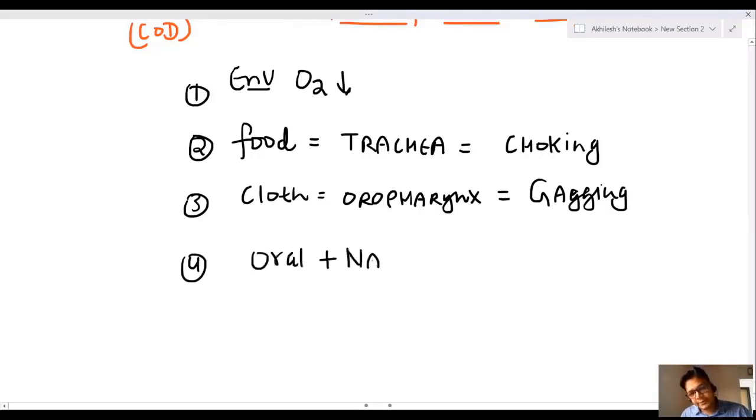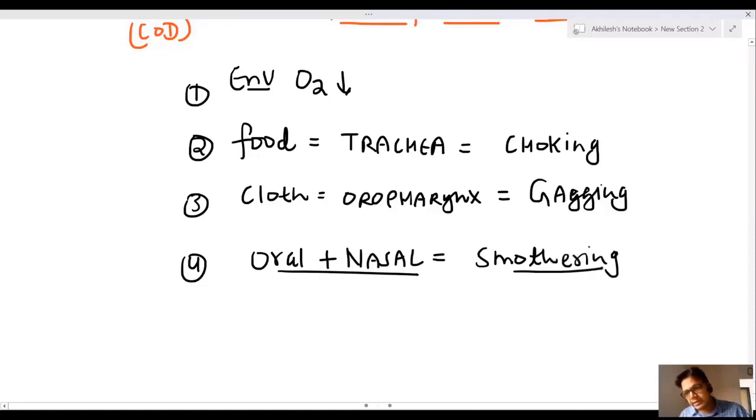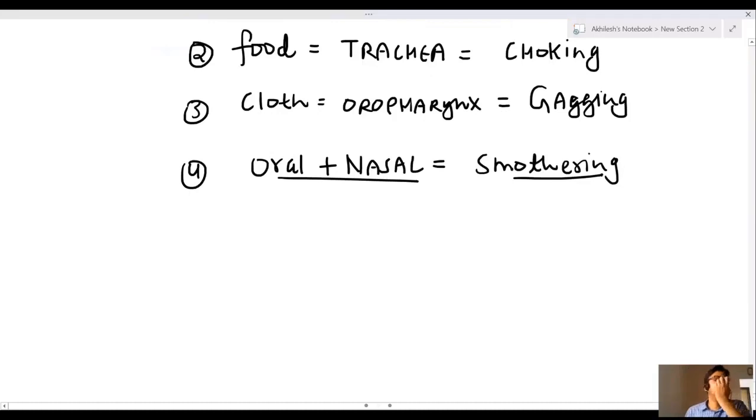When oral passages and nasal passages are blocked simultaneously, this is known as smothering. Number 5: traumatic asphyxia.